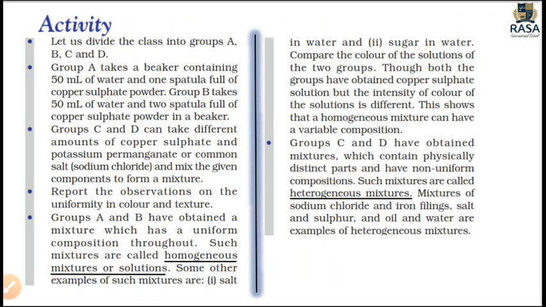So basically, a homogeneous mixture has uniform composition throughout the solution, and a heterogeneous mixture has non-uniform composition throughout the solution. A mixture can be in solid state, liquid state, or gaseous state. The composition is uniform in homogeneous mixtures and non-uniform in heterogeneous ones. Being a homogeneous mixture, it can have variable composition. This is one of the important points.